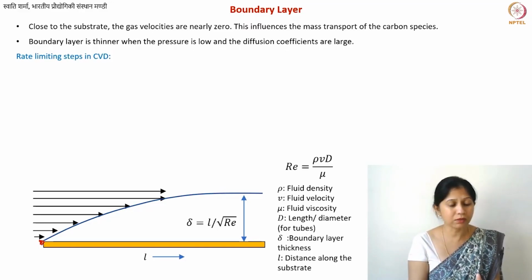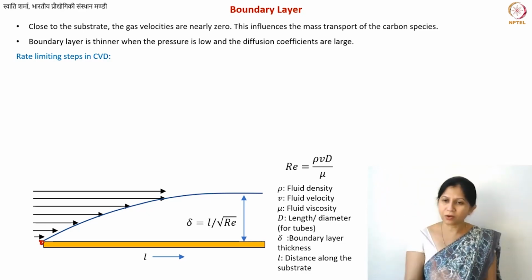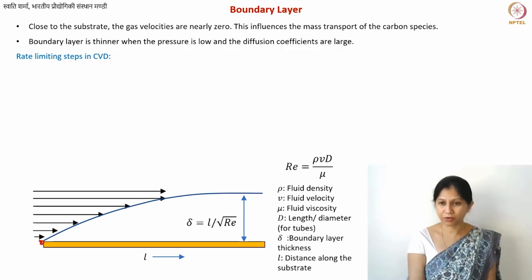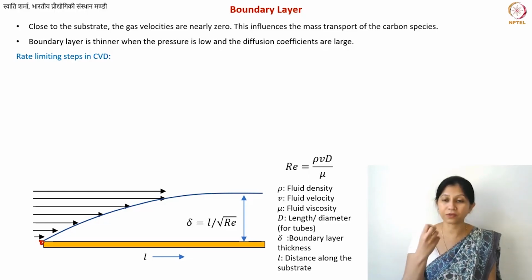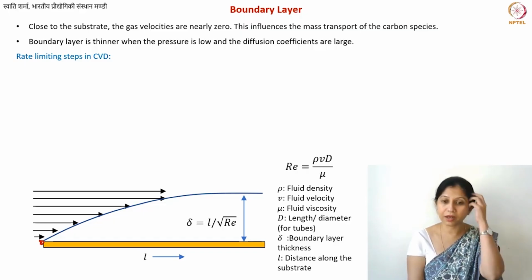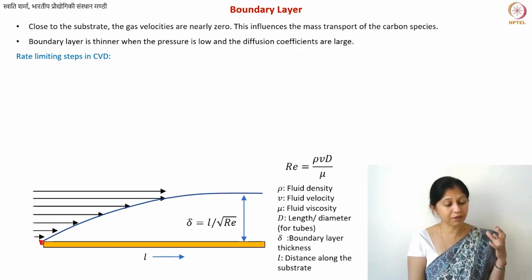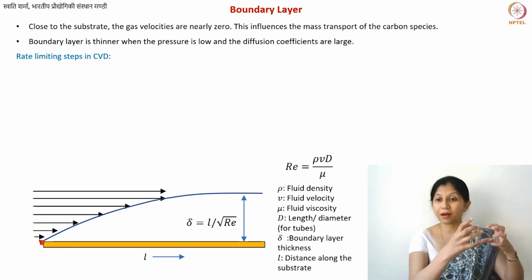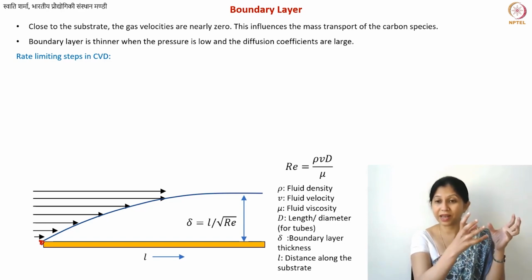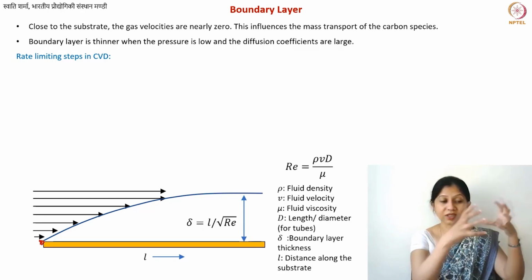Okay, so now what are the rate limiting steps? Rate limiting steps means what slows your process down, the slowest step in your process. Is it always the diffusion? Since we were talking about the boundary layer, is it always the thickness of the boundary layer that would be your rate limiting step, or can there be other things? It turns out that it depends on your reaction, on what is more important for you. For example, if there is a certain CVD process where there are complex reactions taking place inside the gaseous phase.